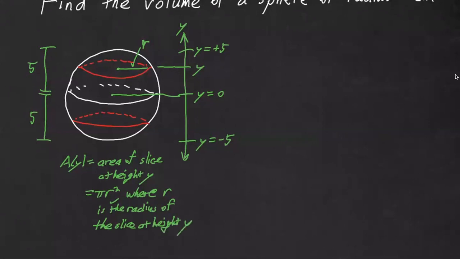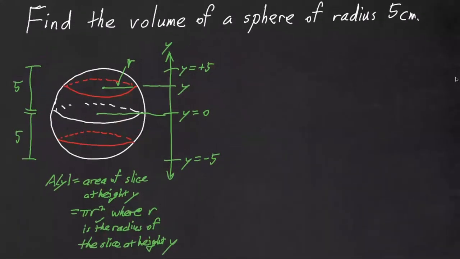Okay, so for example, if we want A of 5, what's A of 5? A of 5 is going to be 0 because there's no slice at the very top, right? The slices get smaller and smaller at the top, and as you get closer and closer to the top, they vanish. Similarly, A of -5 will be 0.